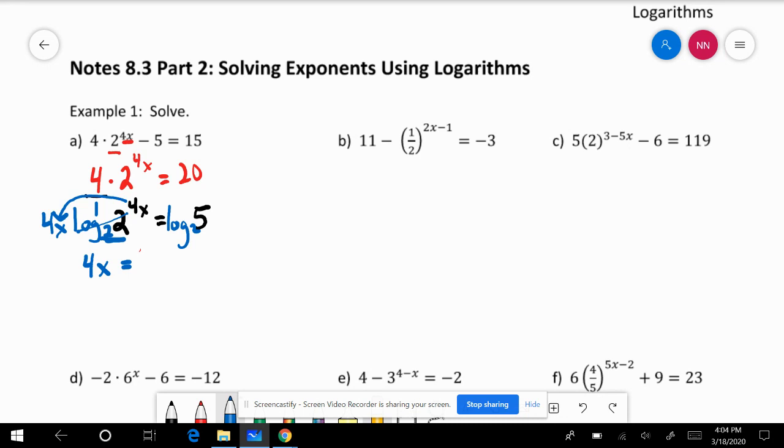Then on the other side of the equation, we do the change of base formula. So we do log of 5 divided by log of 2. On our calculator, we take log of 5 divided by log of 2, and that gives us 2.32. But we're not done yet. We have to get the x by itself, so we divide by 4. When we divide by 4, we end up with 0.61.